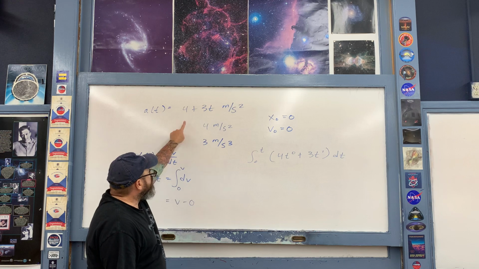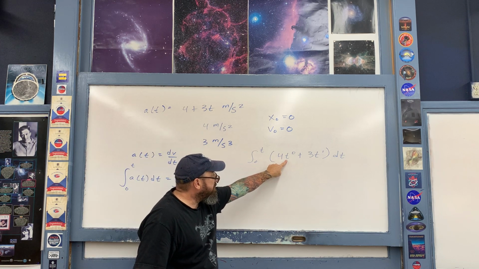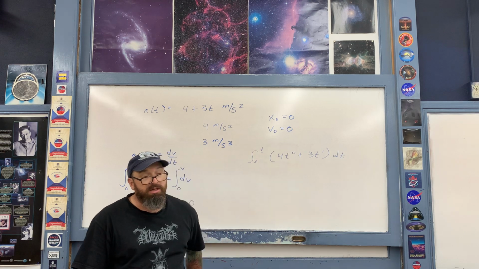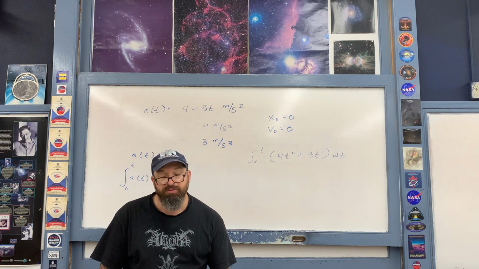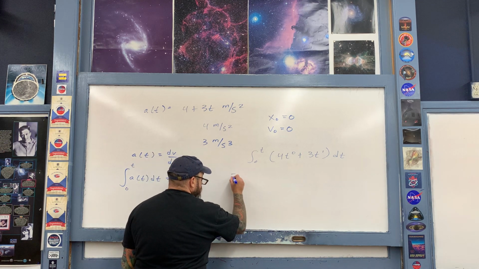Like so. Notice that I'm writing the constant 4 here as 4 times 1, which is the same thing as t to the 0th power, like so. So once again, we can use the simple rules for integrating polynomials. Okay, let's go ahead and find now the antiderivative of this quantity.